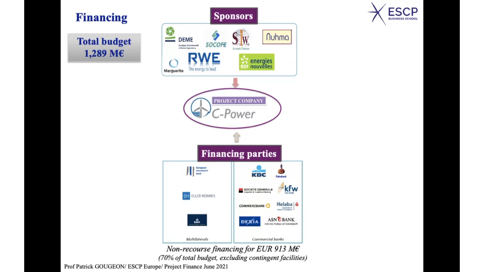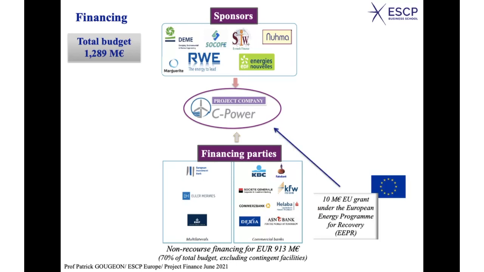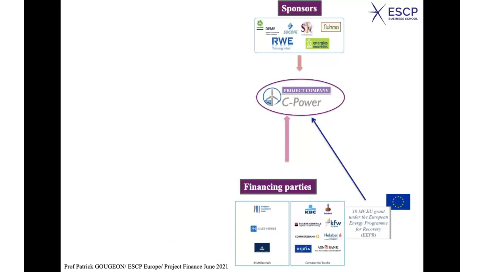So you see something like about 75% of the project. If you count, in addition to this, 10 million euro coming from a EU grant from the European Energy Program for Recovery, okay, altogether, you see you have something like 923 million euros provided for the fund to fund this project company. So you see the equity contribution is lower. If you look precisely, it would be lower than 25%. Okay. So here, this was for the funding. As you can see, a lot of debt.